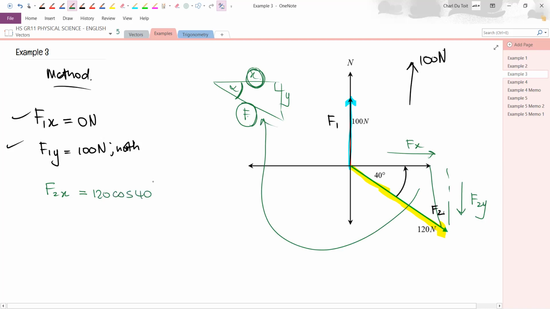And that I just bump into my calculator. 91.92. Look what I'm doing. I'm using 4 decimals because I'm only allowed to round off to 2 decimals at the end, at the answer.